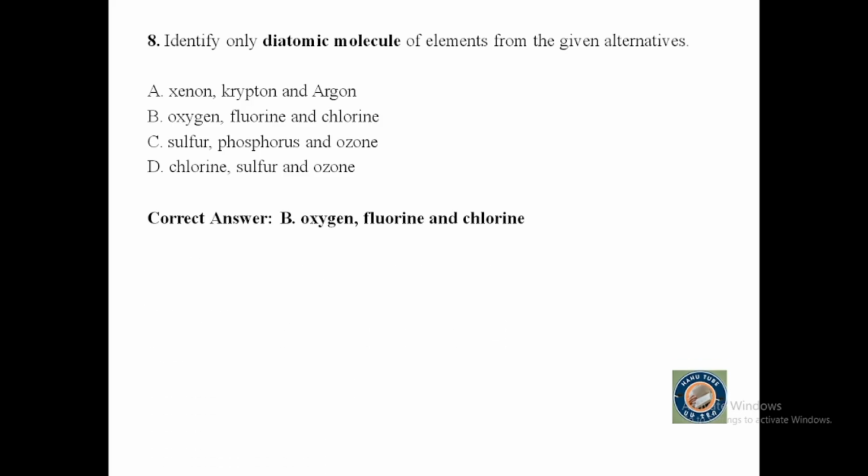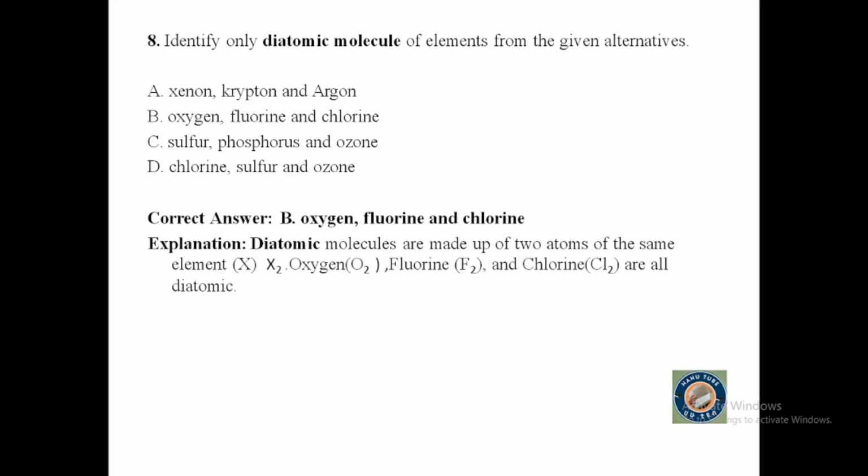The answer is oxygen, fluorine and chlorine. Diatomic molecules are made up of two atoms of the same element. For instance, X2, like oxygen O2, fluorine F2 and chlorine Cl2, are all diatomic molecules.